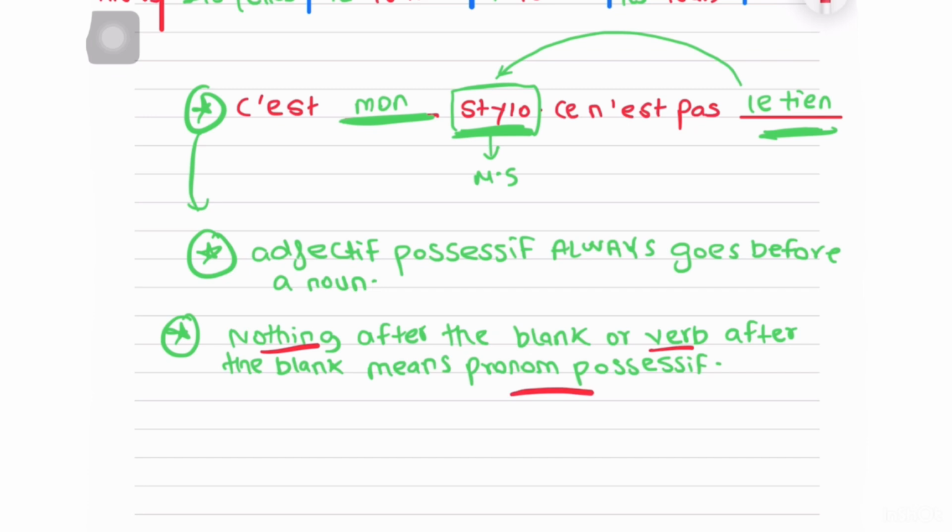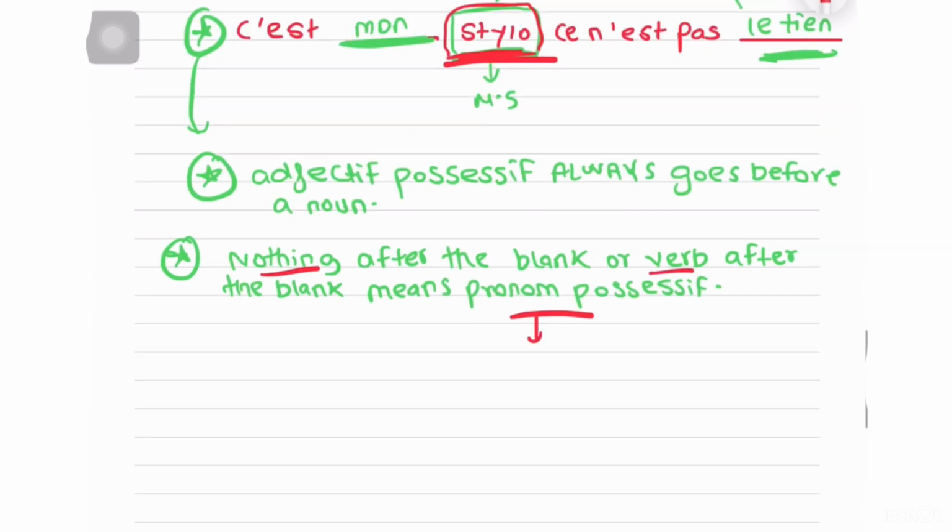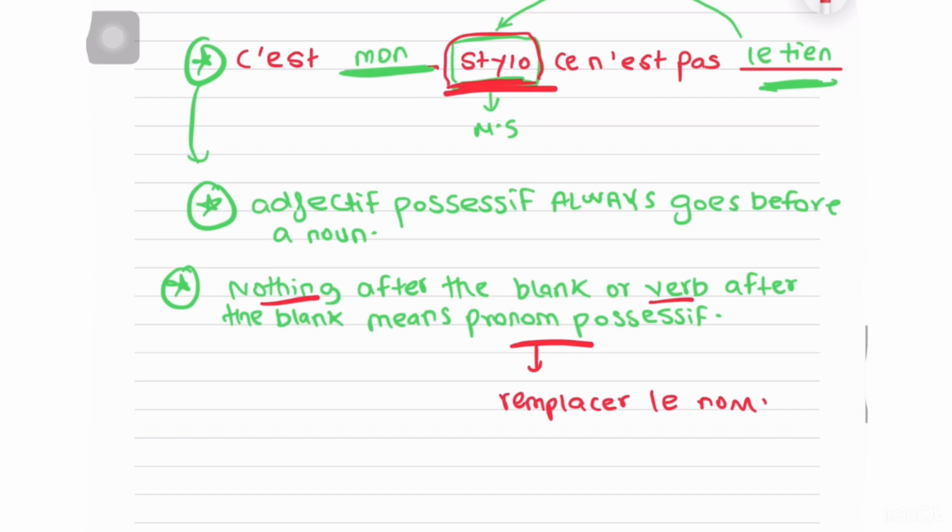Now because there's nothing after the blank, you will refer to this noun, because in the whole sentence we're talking about one noun, and for the gender and number you'll refer to that particular word. Because the role of the pronom possessif is to remplacer le nom. Because you will have a mixed sentence, you need to pay attention to all 3 points. Whatever is the gender of this word will also be the gender for this. That much should be clear to you.